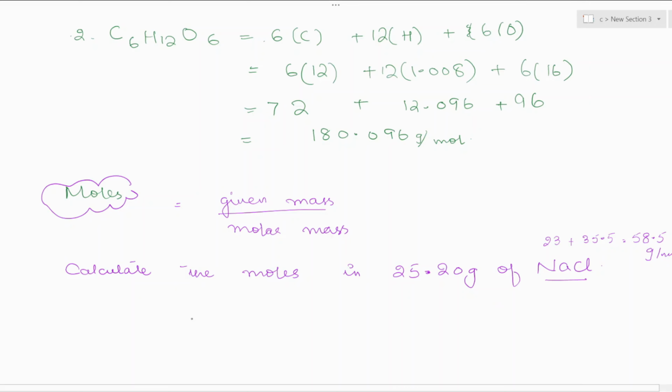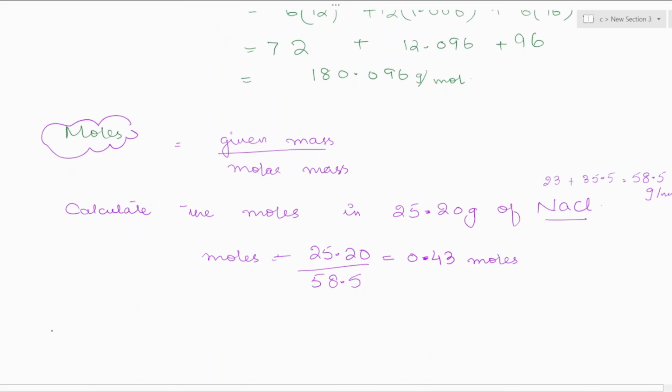Okay. So moles will be equal to, given mass is 25.20 divided by molar mass, which is 58.5. What's your answer? 0.43 moles. Okay?